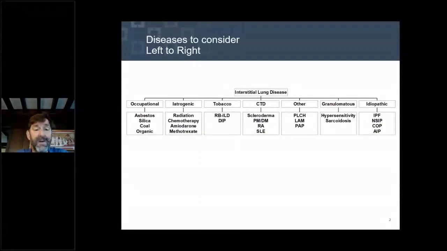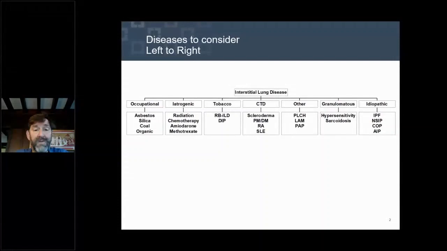90% of the time you'll go through those six boxes and say no, and then you'll get to the idiopathic group, and you'll have to figure out if they have IPF, NSIP, which most commonly has a fibrotic component, cryptogenic organizing pneumonia, or acute interstitial pneumonia, which is usually ruled out on presentation. So I just wanted to start with that, so that when you see someone with interstitial lung disease, you always say, start from the beginning. It's a very good place to start.